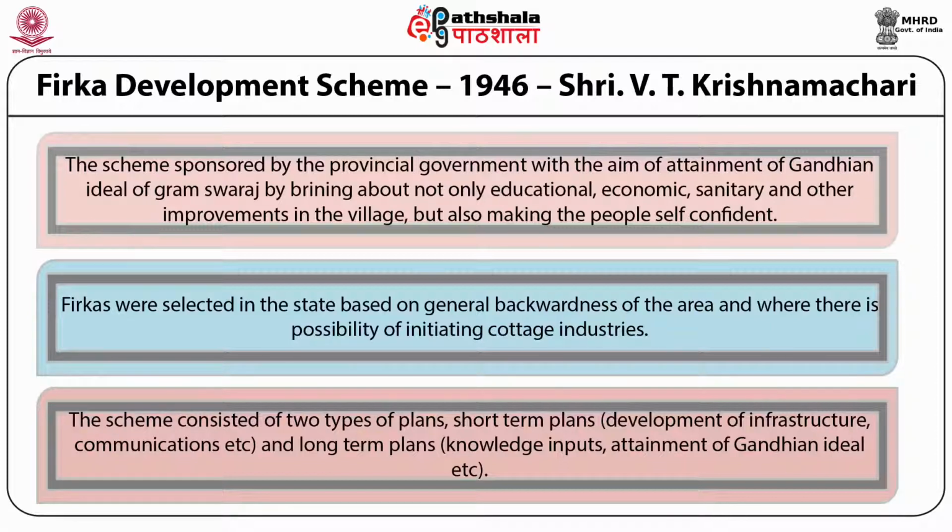Long-term plans aimed to make the area, that is the Firka, self-sufficient through agricultural and irrigational development, livestock improvement and development of khadi and other cottage industries. Through these efforts, the scheme intended to attain the Gandhian idea of Gram Swaraj, because he believed in production by masses, not mass production.